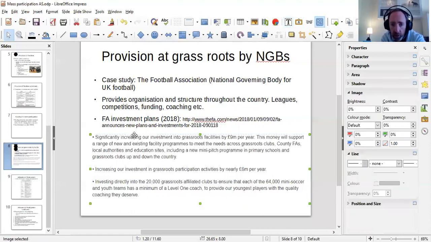So the FA plans, now you can see here the kind of amount of money they're investing into grassroots facilities. The target of £9 million per year. The money will support a range of new and existing facility programs to meet the needs across grassroots clubs.